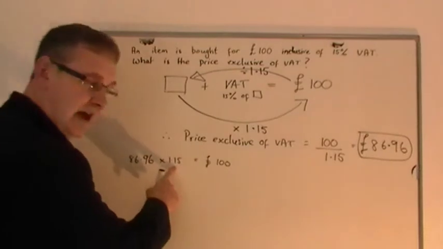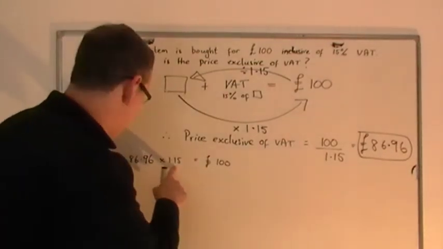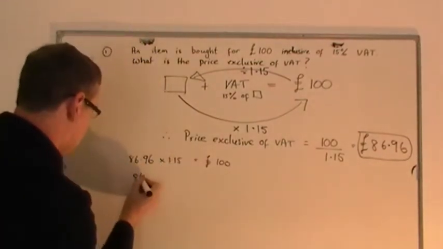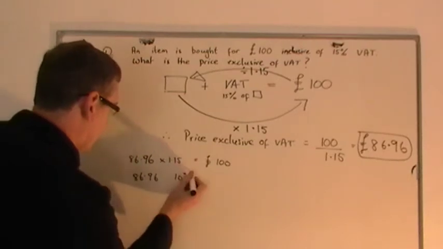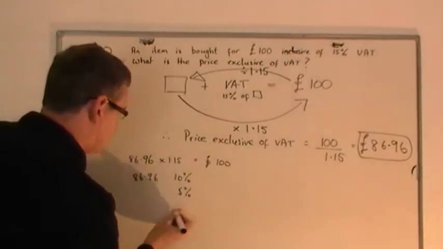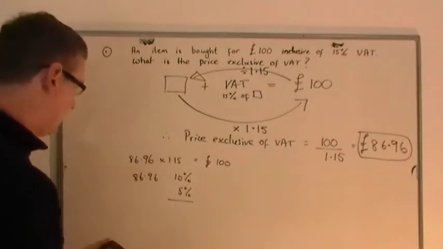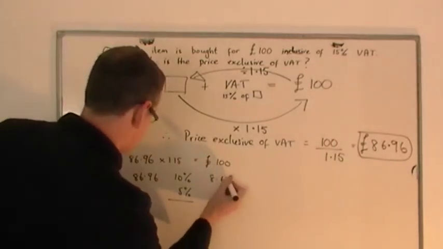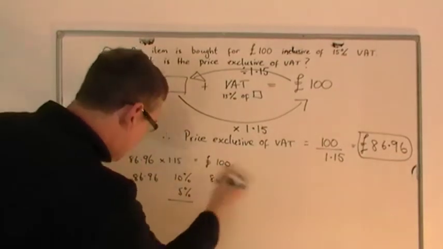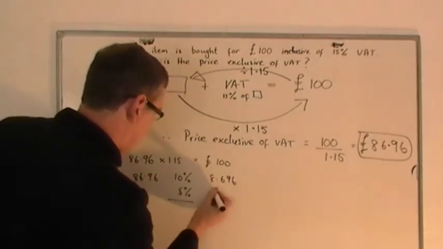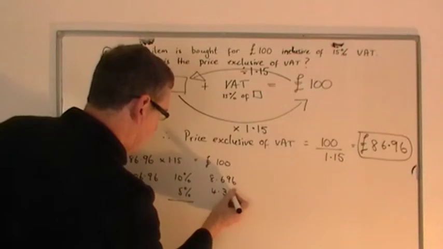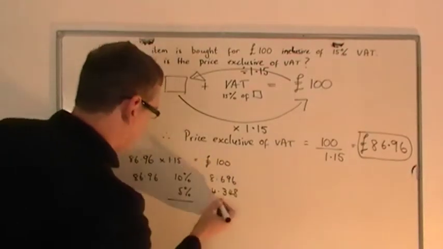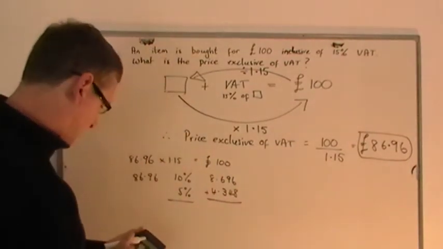Some of you might say, well, I don't like doing it by multiplying by 1.15. Well, okay, take the £86.96, work out what 10% is, work out what 5% is, and add them together and add it on. Let's do it that way. So 10% of that would be 8.696. Divide that by 2 to get 5%, 4.348.